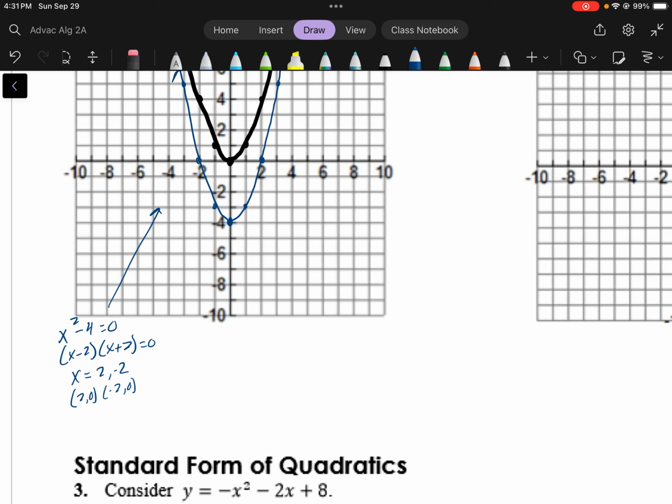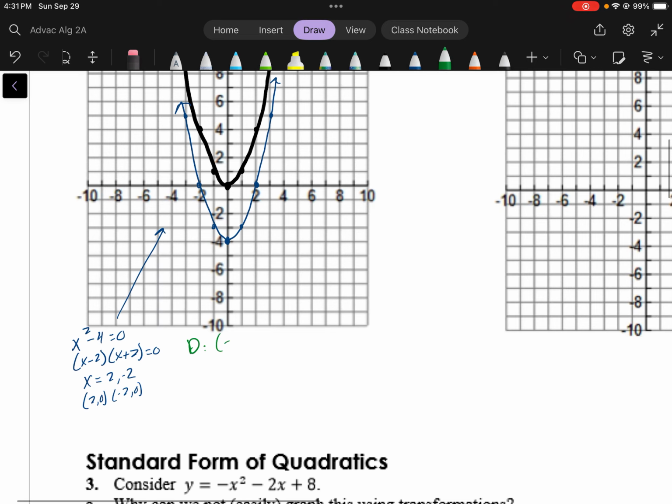Then it says to do domain and range. So domain, remember, is your x's, and so this is going to be everything. And then the range is going to be your y values, and the lowest point that we hit is at -4 with the bracket all the way up to infinity.